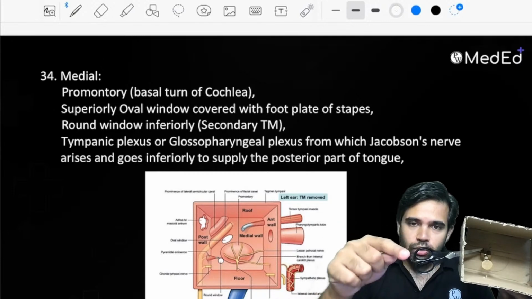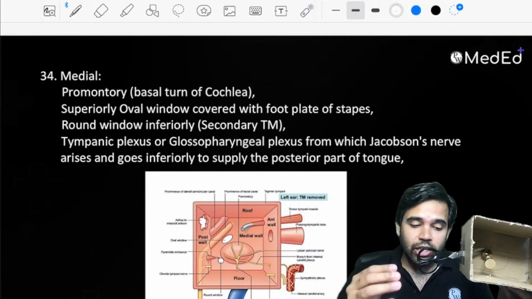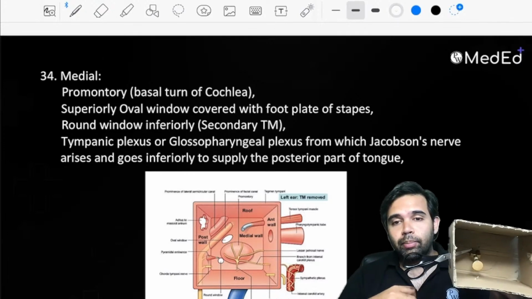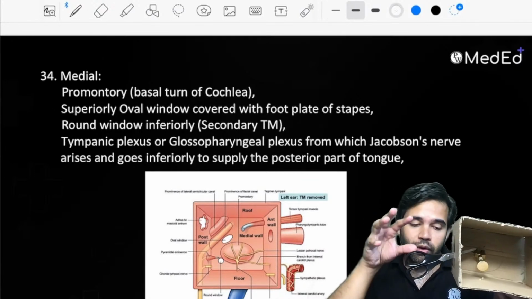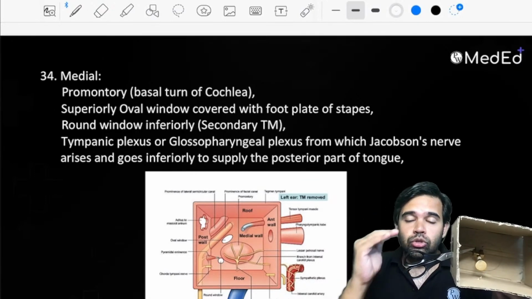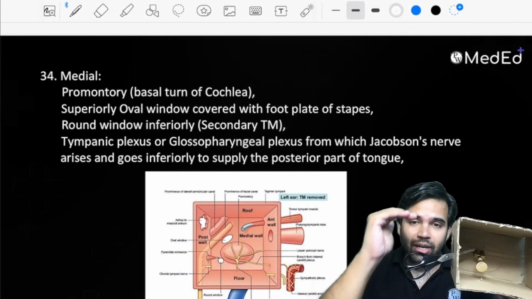One projection comes below the superior coin and one projection comes above the inferior coin. These projections are what the subiculum and ponticulus are. They are projections on the promontory, after the oval window and round window are there. Subiculum is the inferior one, ponticulus is the superior one.